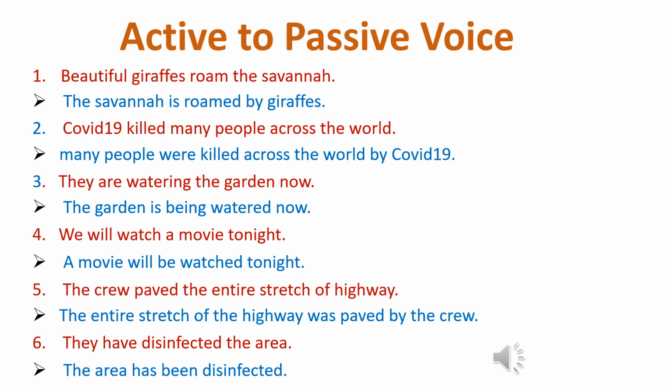The crew paved the entire stretch of highway. Again, the simple past paved, and the passive form will be was paved. And the last one is the present perfect simple. They have disinfected the area. The area has been disinfected.